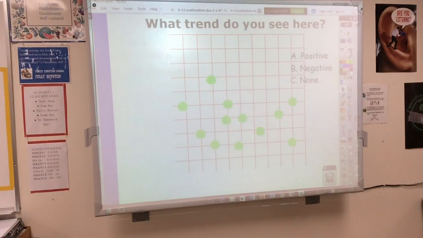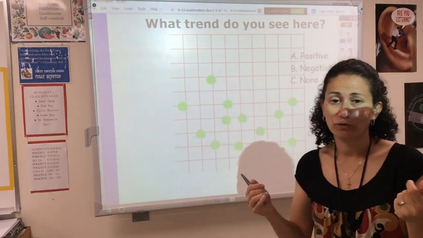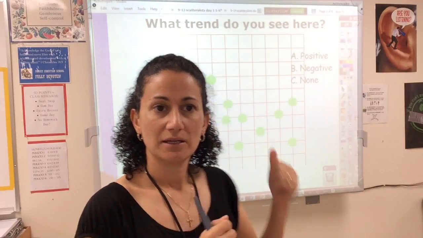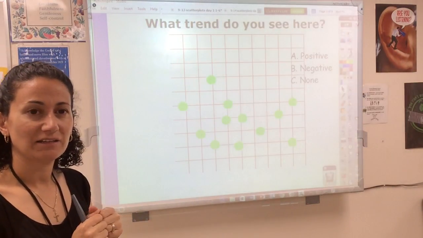How about here? What trend do you see? Trend is another word for correlation. You've also heard me use the word relationship. What trend do you see here? Positive, negative, or none?